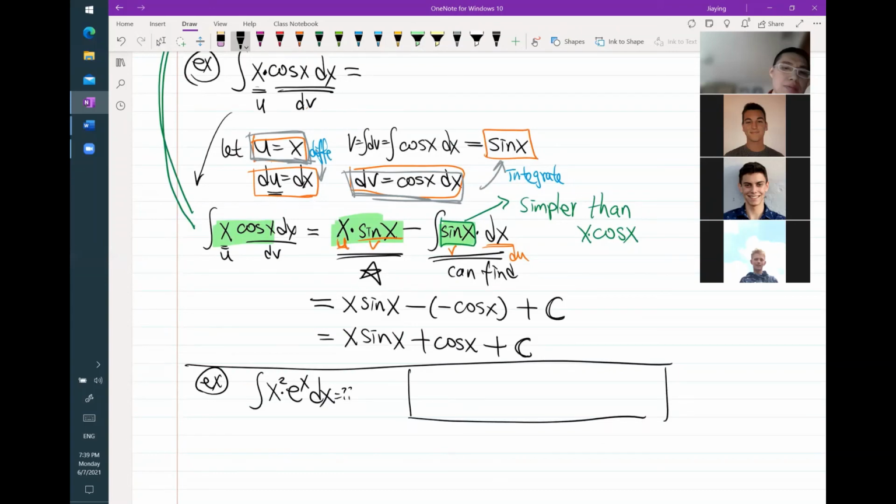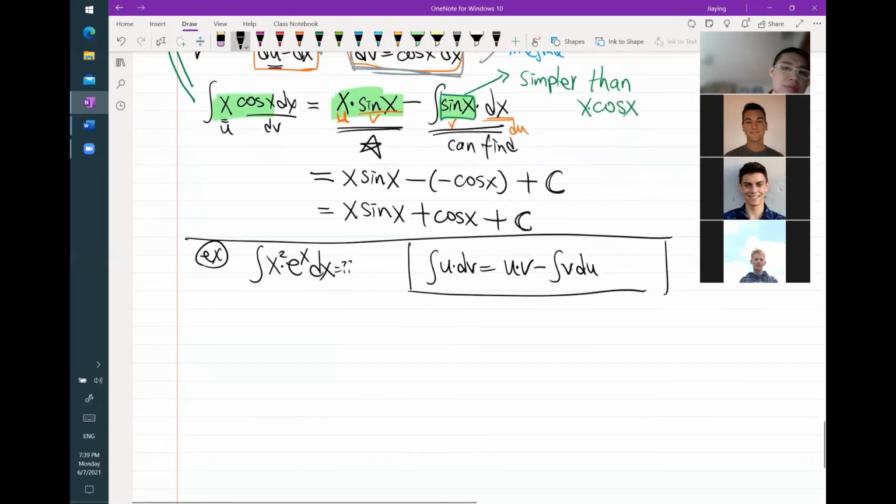This one, I'm just going to put in the formula. So the integral of u dv is equal to u times v minus the integral of v du. That's just a formula. So here, again, I'm just going to pick a u. I'm going to let u equal x squared. I'm sort of splitting the given expression in the middle. And then dv, I'm going to call the rest. So the rest is e to the x dx. I'm going to call that dv.